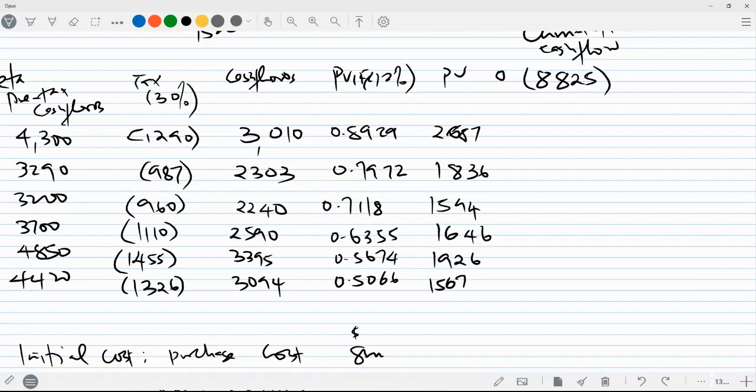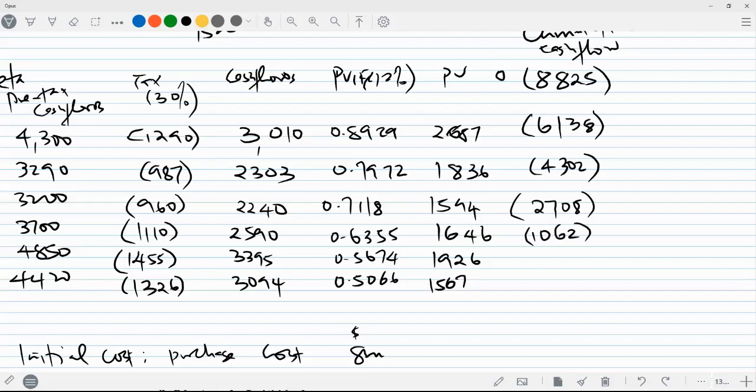Which is 8.825. Then year one, you recover 26.87. The balance you need to recover is 61.38. Then you recover 18.6. Therefore, the amount you need to recover is 43.02. You recover another 15.94. Therefore, you require to recover 27.08. You recover another 16.46, which is 10.62.